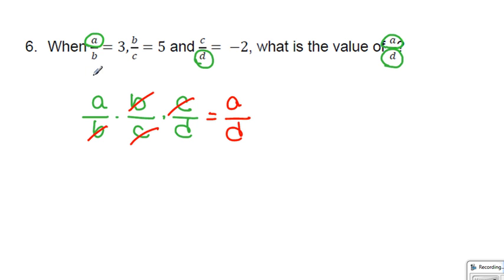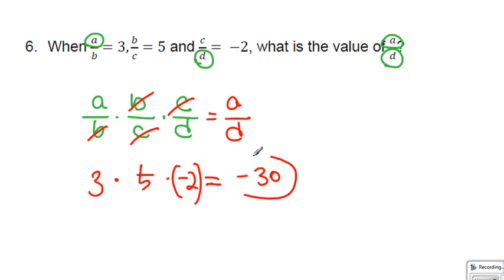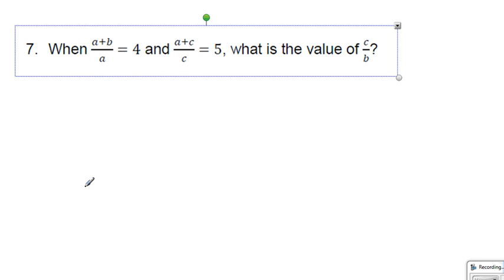And what was the value of A over B? That was equal to 3. B over C was 5. And C over D was negative 2. When you multiply all three, we end up getting negative 30. Therefore, negative 30 becomes our answer. All right, let's go for the next question.